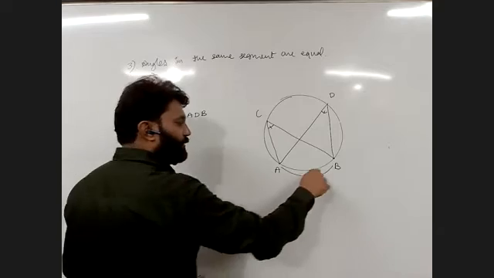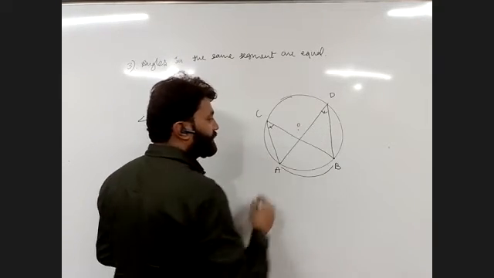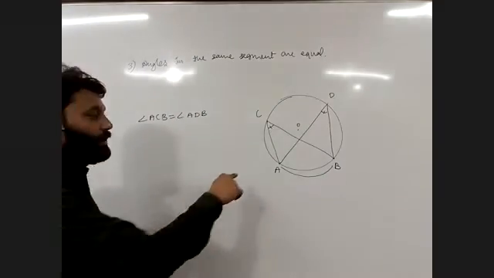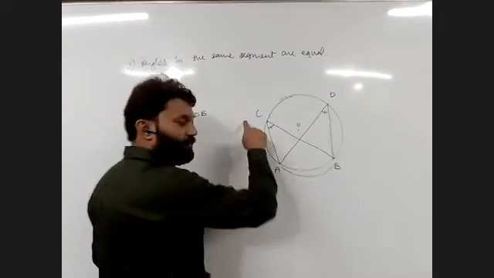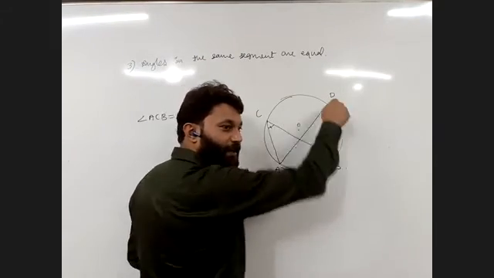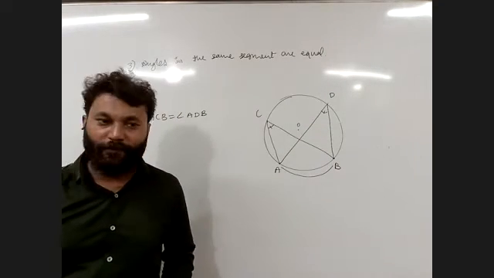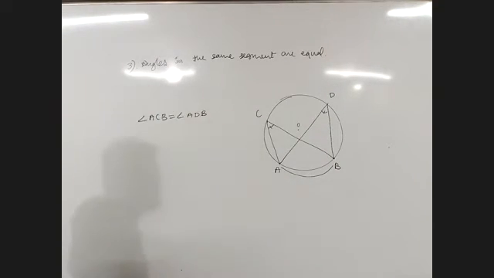See, both these angles are formed by arc AB. If we take the center at O, AOB will be double of ACB, and AOB will also be double of ADB. Double of the same angle will be equal. Am I clear with it? So that is why angle ACB will be equal to angle ADB.